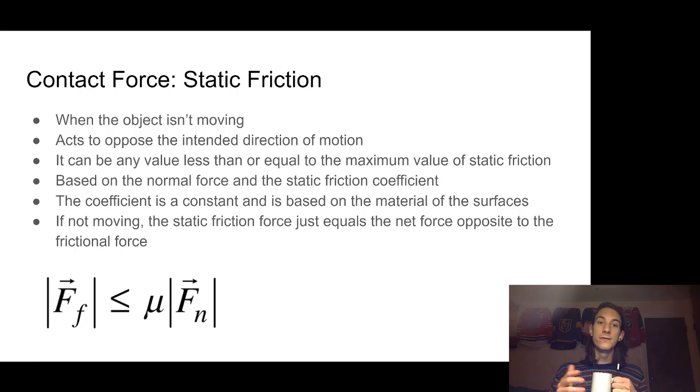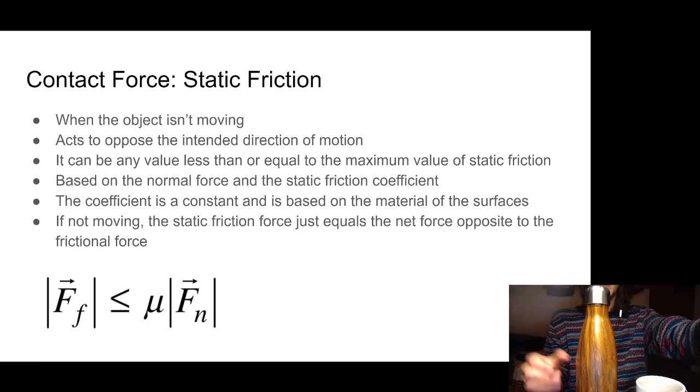And so then if our object isn't moving, the static friction force is just equal to the net opposite force that's opposing that frictional force. Excuse me. So that's worded a little bit weirdly, but if again I have my water bottle, and I'm saying, okay, here's my water bottle. Let's say I'm pushing with 1 Newton. The frictional force is also 1 Newton. It's opposing my 1 Newton push, because right now my net force is 0. If I push with 2, now it has a frictional force of 2.